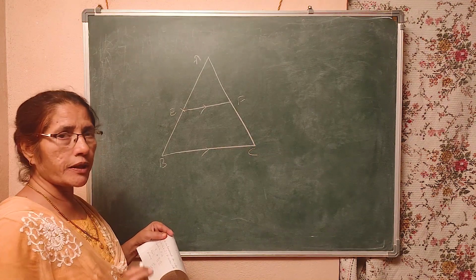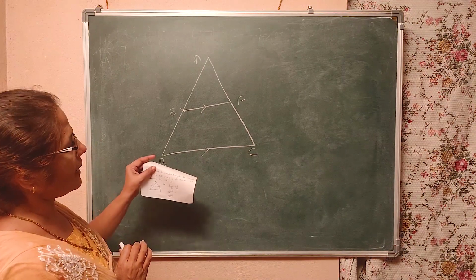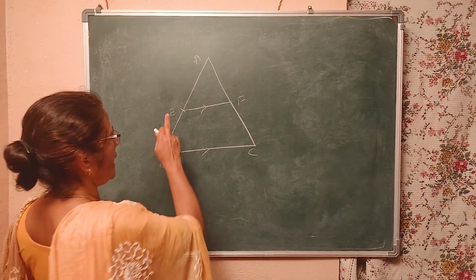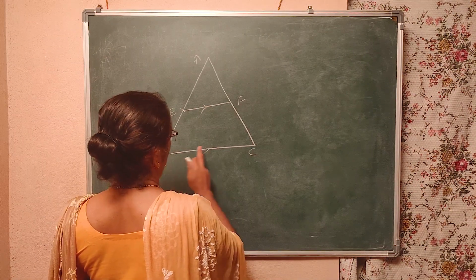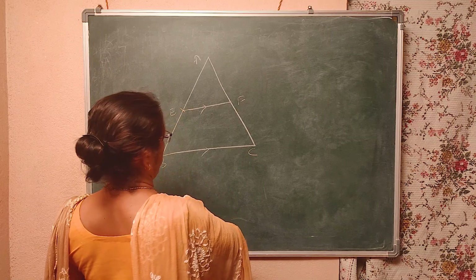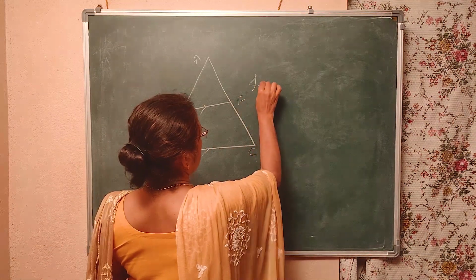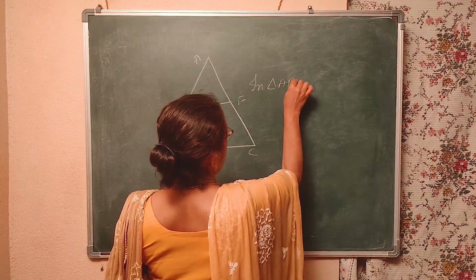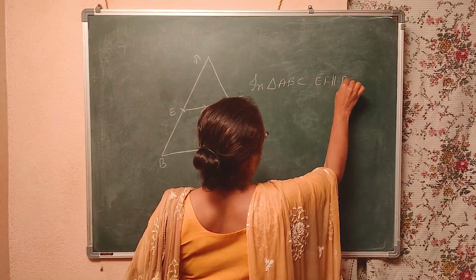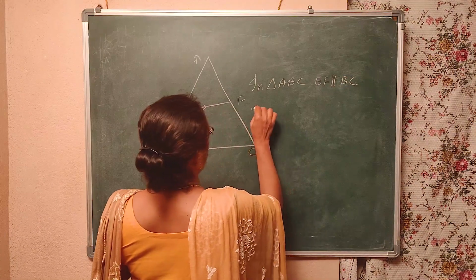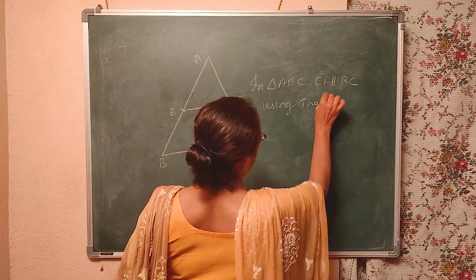Is it clear? So what can I do? How will I proceed? This one I have to prove. There is a line passing through E to F, which is parallel to BC, and E is the midpoint, right? So let me use in triangle ABC. What can I say? In triangle ABC, EF is parallel to BC. Therefore, using basic proportionality theorem or Thales theorem, what can I write down?